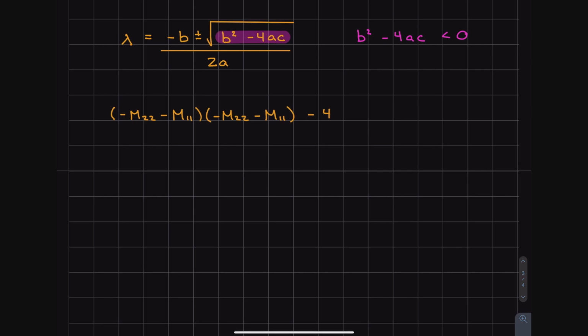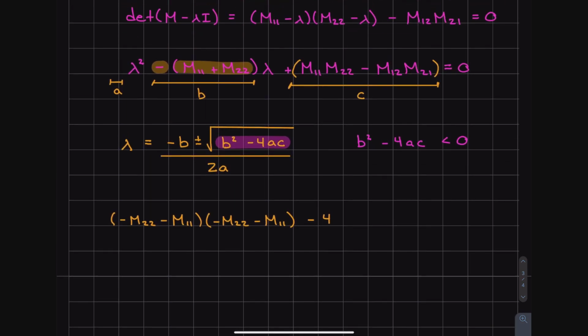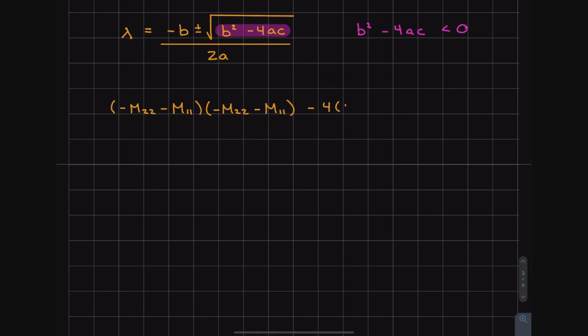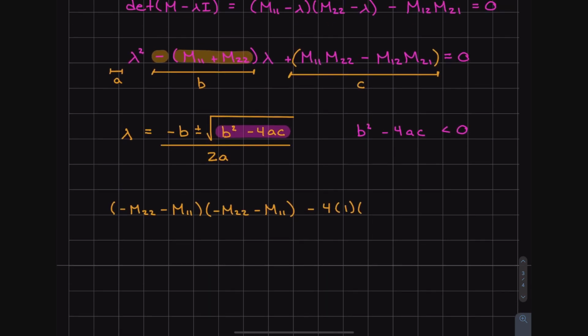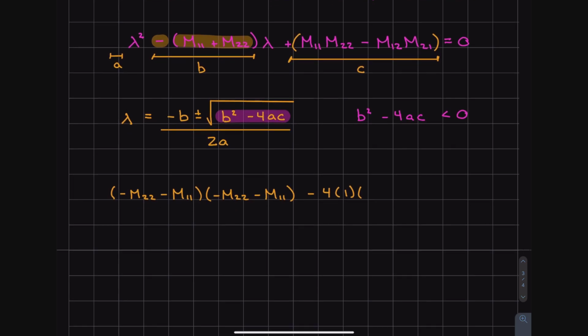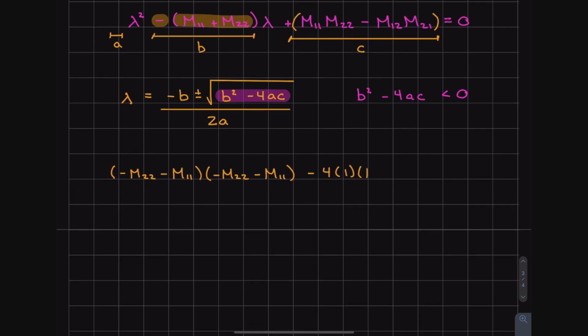If we look at a, the coefficient in front of the lambda squared is 1, so this is just going to be 1. And then c, well, that's a little bit of a mess, so we got m11, m22, minus m12, m21. And again, in order to get the eigenvalues imaginary, this has to be less than 0.